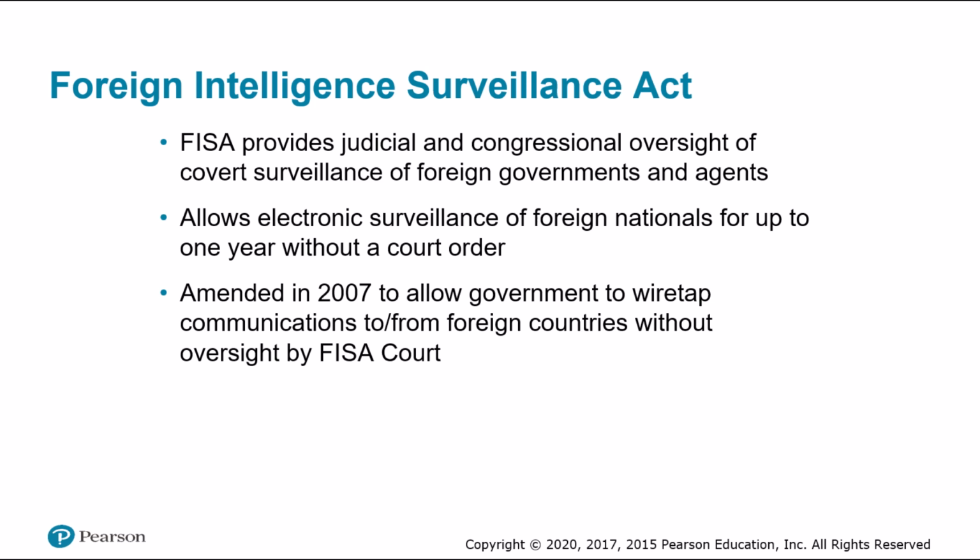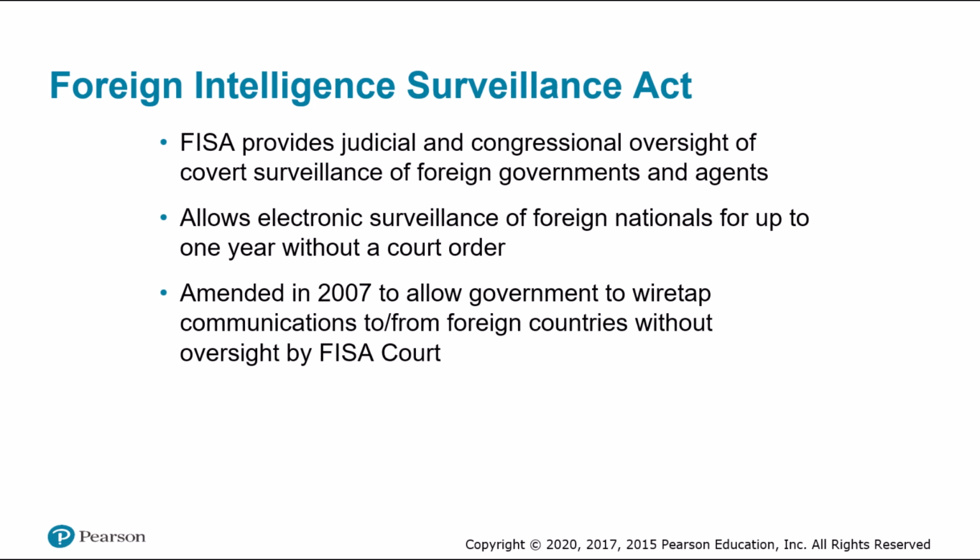The Foreign Intelligence Surveillance Act of 1978, or FISA, provides for judicial and congressional oversight of the government's covert surveillance of foreign governments and their agents. The law allows the president to authorize electronic surveillance of foreign nationals for up to 1 year without a court order, as long as there is little chance that the surveillance will reveal the contents of communications with any U.S. citizens. If communications with U.S. citizens are to be monitored, the government must get a court order from the FISA court.